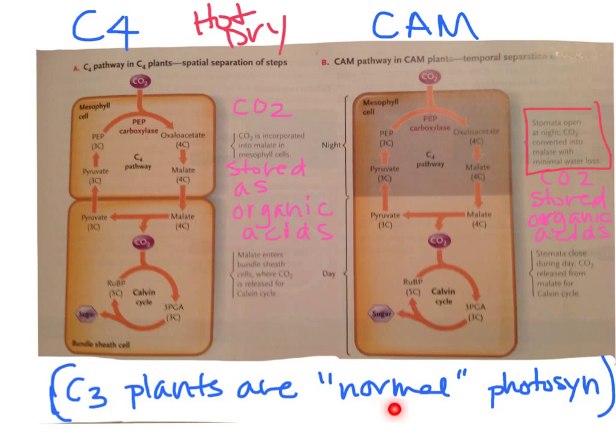C3 plants, which do photosynthesis normally, the carbon dioxide comes straight through the cell, right into the Calvin cycle. That only works if you can keep your stomata open during the day. So there you have it, C4 and CAM plants in about 2 minutes.